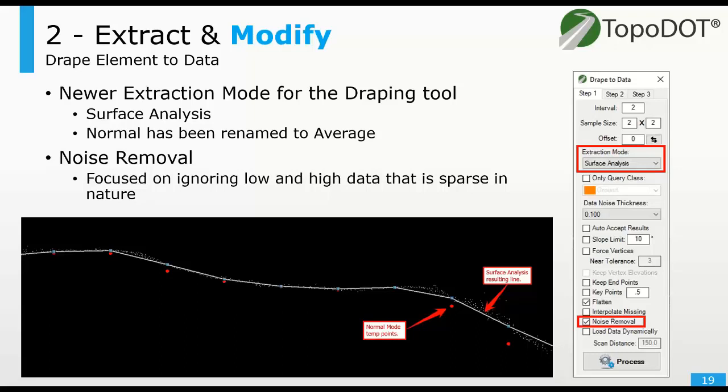So just looking quickly at the image that I have here. This is a cross-section. We draped a line down, and I'm showing you what the normal mode or the average mode now would be compared to the surface analysis resulting lines. So on flat surfaces, they're pretty close in nature. Keep in mind this is a big sample, so I've exaggerated it 2 feet.